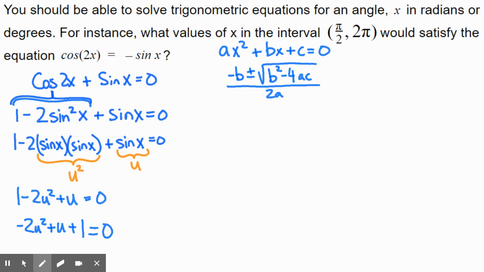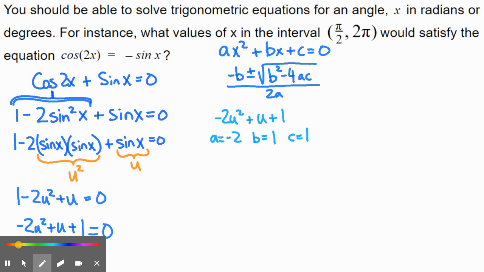All right. So in our formula, I'm just going to change color to make it easier to track. It's going to be negative 2u squared plus u plus 1. We're almost done, by the way. So our a equals negative 2, our b equals 1, and our c equals 1. Well, that's going to make the formula easier, isn't it? Yes, it is.